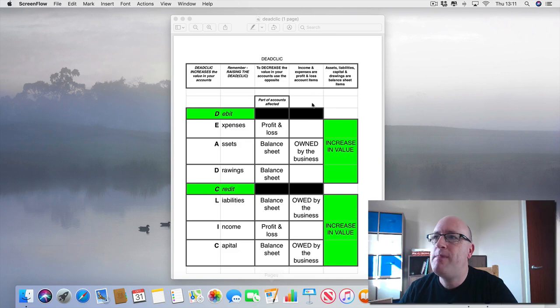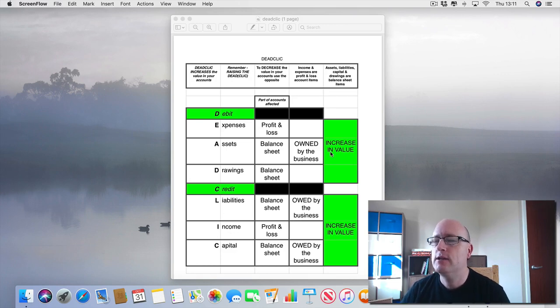But with this method of double entry, DEADCLIC, we have to remember it increases the value in our accounts. So when we debit, we're increasing the value in the account, and when we credit, we're increasing the value in the account. So the way DEADCLIC works is it always increases the value in your accounts. If you want to decrease the value in your accounts, then we use the opposite. We'll credit these three accounts, for example, and we'll debit these three accounts.